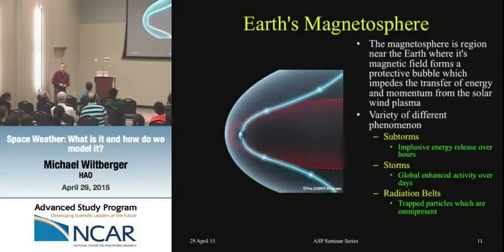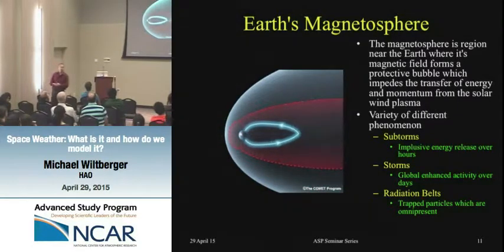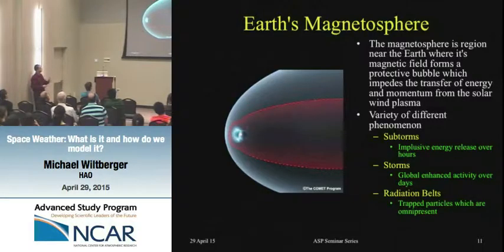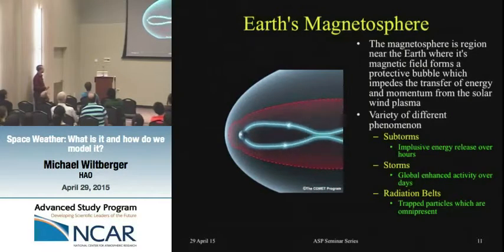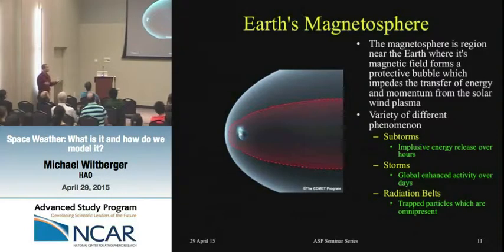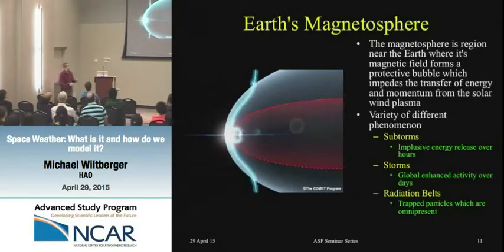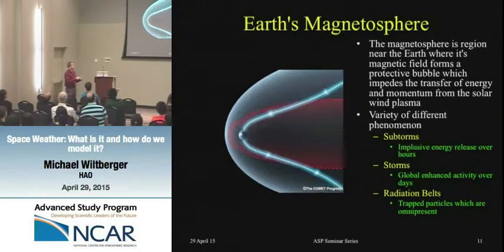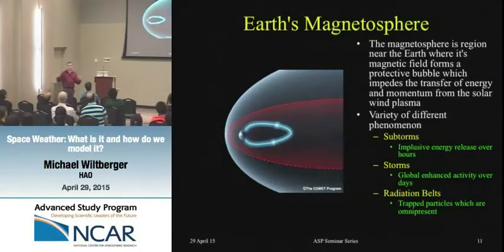Happens quite frequently in the Earth system. It's going on pretty much all the time. Anytime the IMF is turning southward, there are these small bursts of releases of energy that are happening. Substorms can be part of a larger geomagnetic storm activity that usually lasts over several days. It was originally thought that you took a bunch of substorms to build together to create a storm, but now we know that they can happen in an independent fashion.